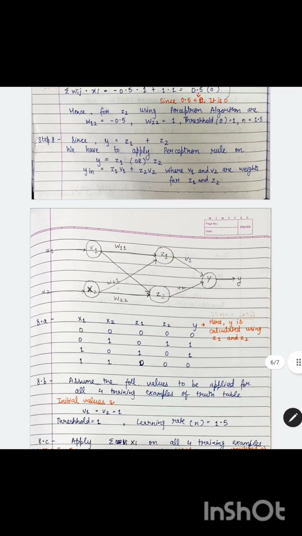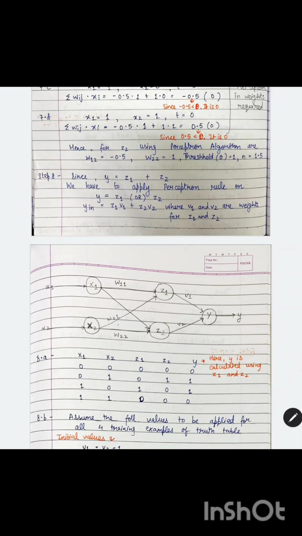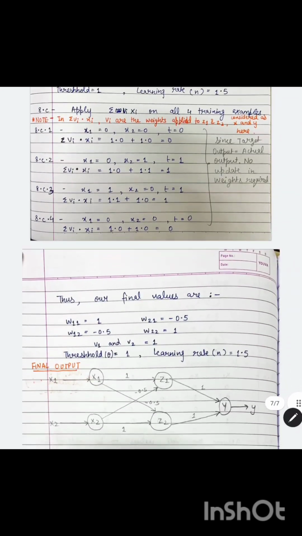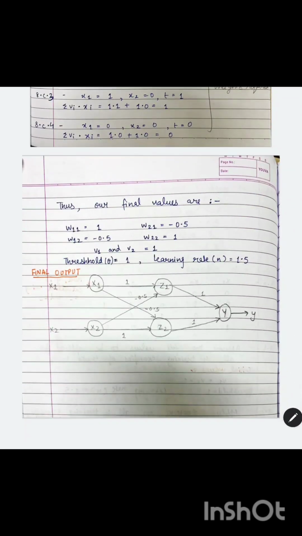Then we finally apply this for Z1 plus Z2. Again we have to calculate Z1 here, and we have to calculate Z2 here, and then we have to find out the OR relationship, and for that we are using the weights V1 and V2 for Z1 and Z2. We find out their multiplication according to their weights, and we see the output, and if it is same as the target output, then our purpose is solved and we can stop with the assumptions that we took. So this will be the final output for the XOR gate.